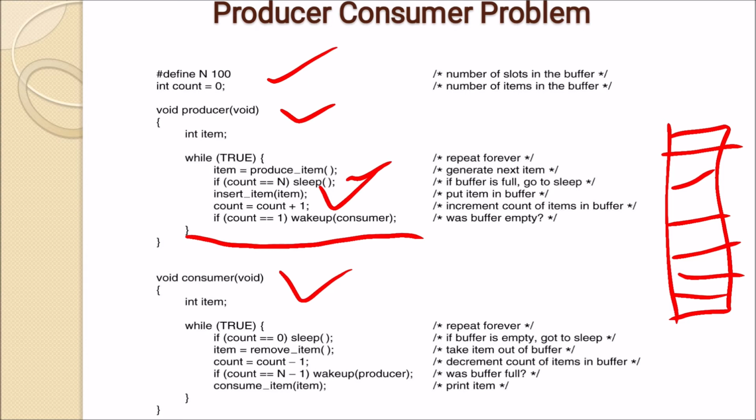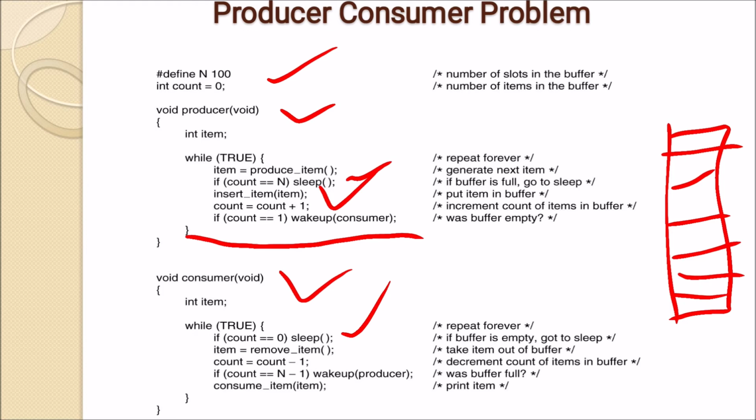But at the moment the item value is equal to 0. For that we are checking if the value of count is equal to 0, it means the buffer is empty, then the consumer process goes to sleep. Basically sleep means waiting for some time, waiting until the producer notifies it. So until the producer informs the consumer, the consumer process goes into sleep.